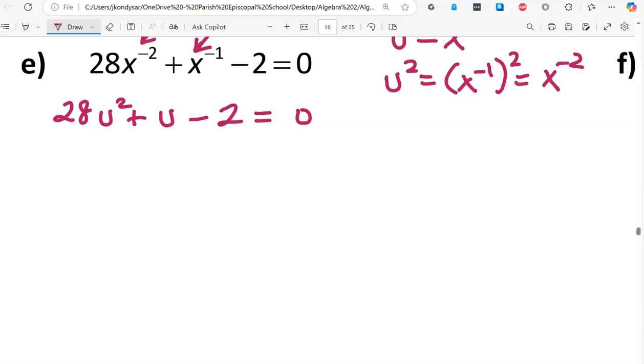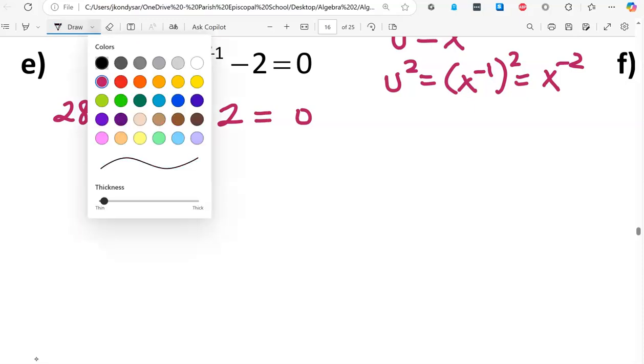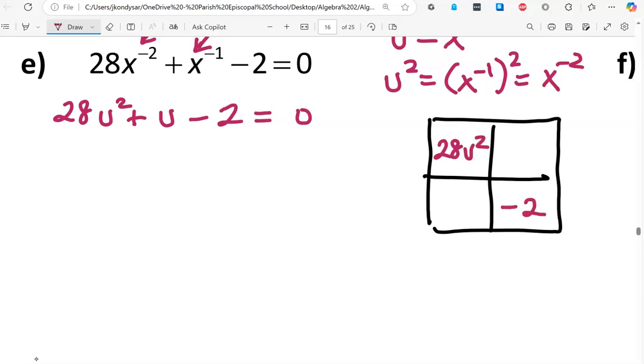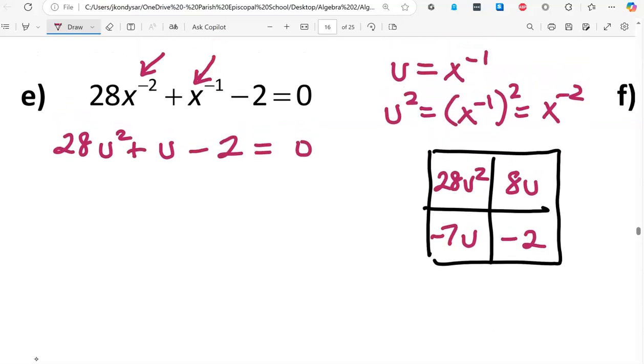It's not an easy factoring, but we can certainly factor it, and you can even factor it in a box if you like. I'm going to draw a box over here, and I'm going to fill in our first term of 28u squared and our last term of -2, and I'm going to split the middle term accordingly. A times C is 28 times -2, which is -56. Factors of -56 that add up to +1 are +8u and -7u. So I'm going to split the middle term accordingly, and then factor each column.